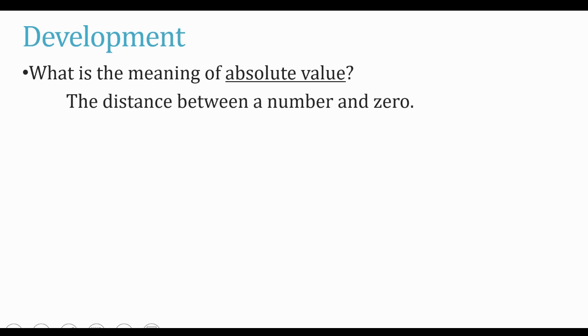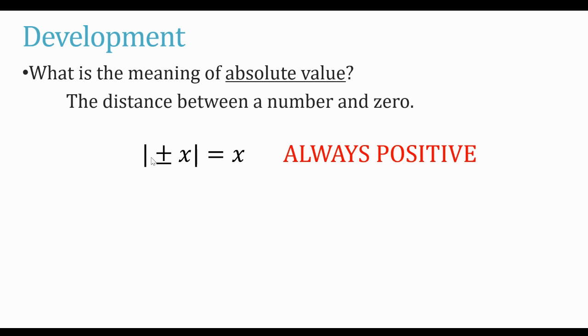So absolute value is the distance between a number and 0. Okay, so the absolute value of 5 is 5. The absolute value of -10 is 10. Because when you're talking about distance, we do not refer to it as negative. So if we're talking about a distance, it's going to be positive. So we use this symbol here, these two bars, to display absolute value.